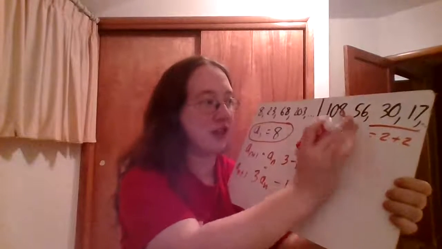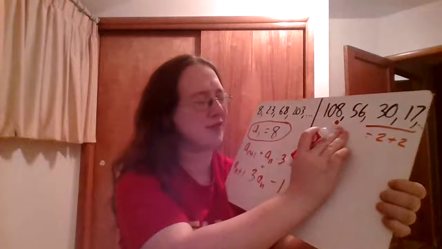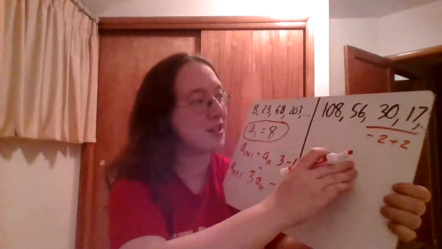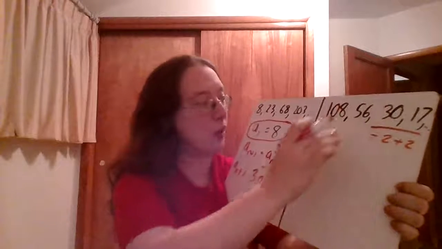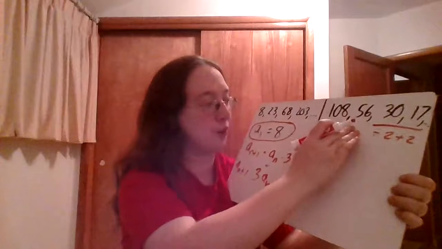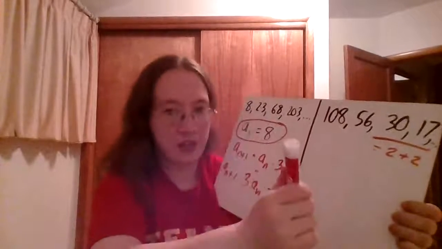So if I take 56 divided by 2, that gives me 28. 28 plus 2 gives you 30. Okay, that checks out. 108 divided by 2 gives me 54. 54 plus 2 gives you 56. Boom, there we go.